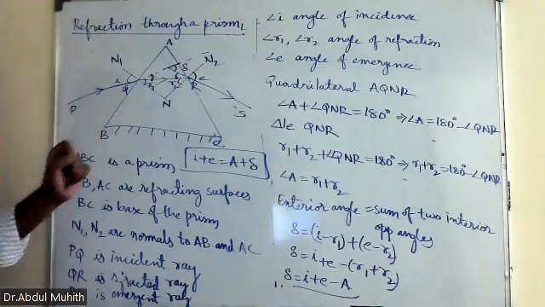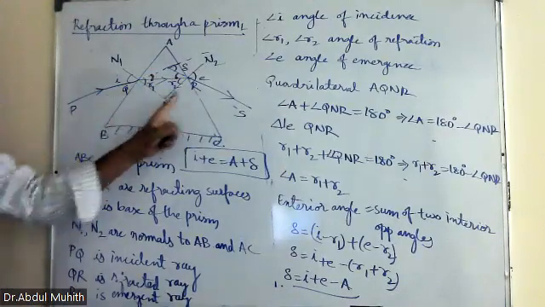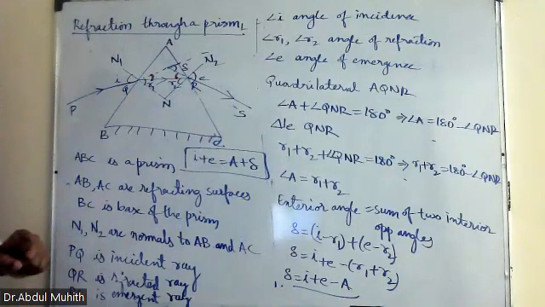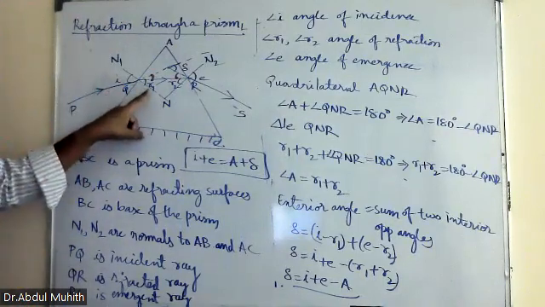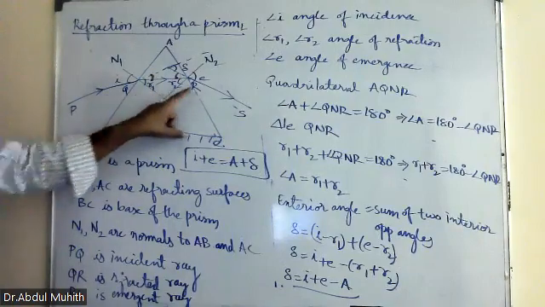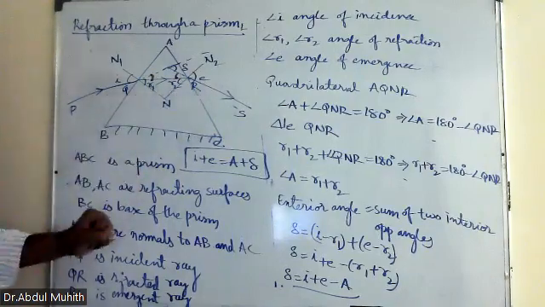PQ is the incident ray. QR is the refracted ray. RS is the emergent ray. Now, here I is the angle of incidence, R1, R2 are the angles of refraction, E is the angle of emergence.